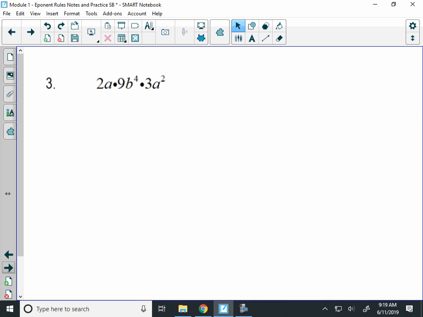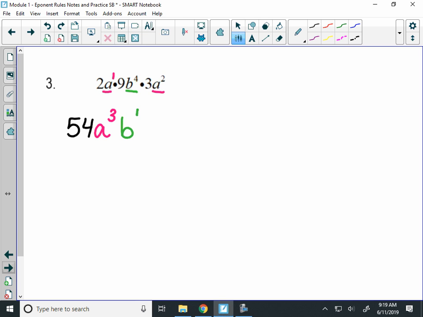Number 3, I have numbers that I'm going to deal with first. 2 times 9 times 3. Well, 2 times 3 is 6, and 6 times 9 is 54. Now let's talk about the variables here. I have a's, so I have a to the first and a squared. Those 1 and 2 add to a to the third. And then I have b to the 4th. There's nothing to combine b to the 4th with, so that's going to stay the same.